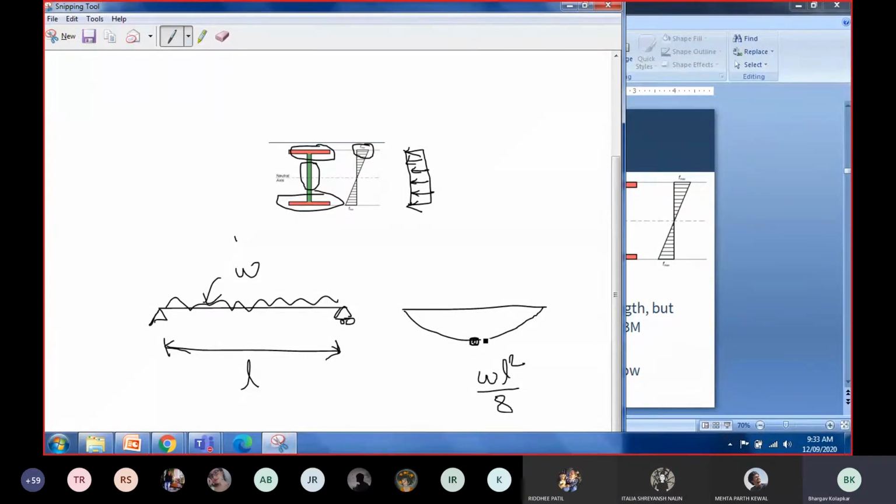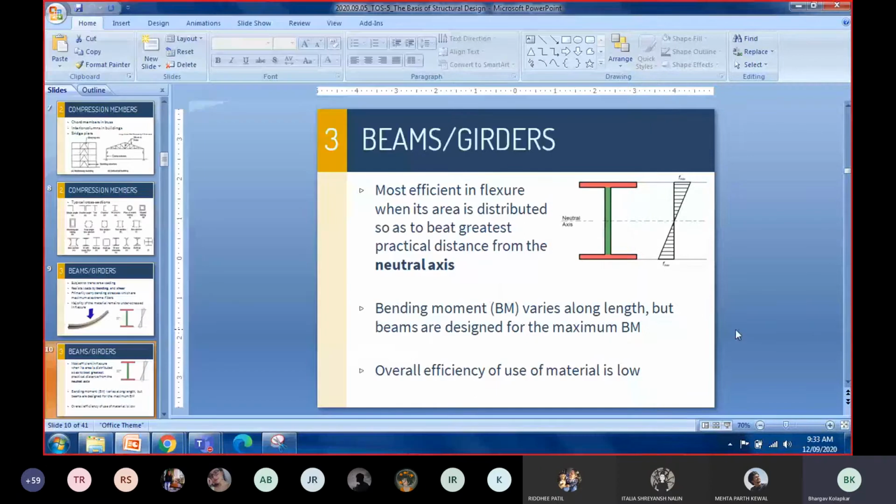Now you see this maximum value is only at one location, but our section is going to be the same throughout the length of the beam. Our section is not going to differ. And you see, particularly in this portion, the beam is relatively unstressed. And therefore, we could say that beams or girders are not really the most efficient types of members.